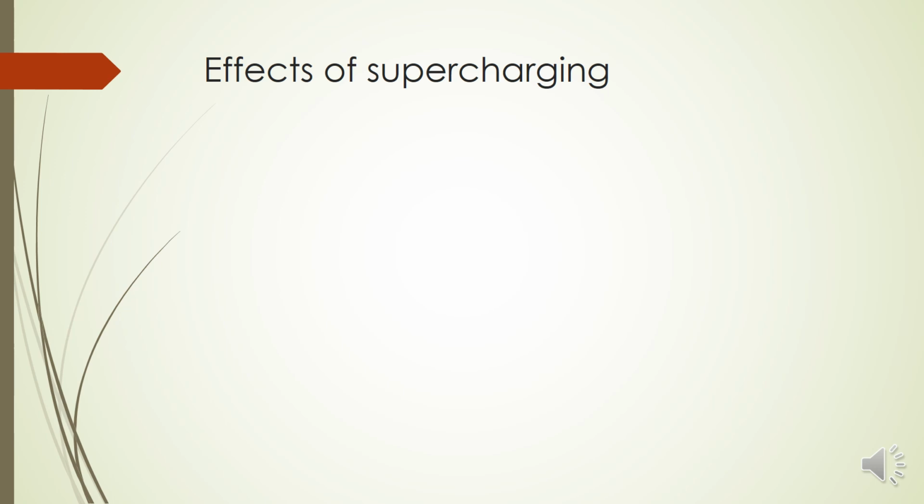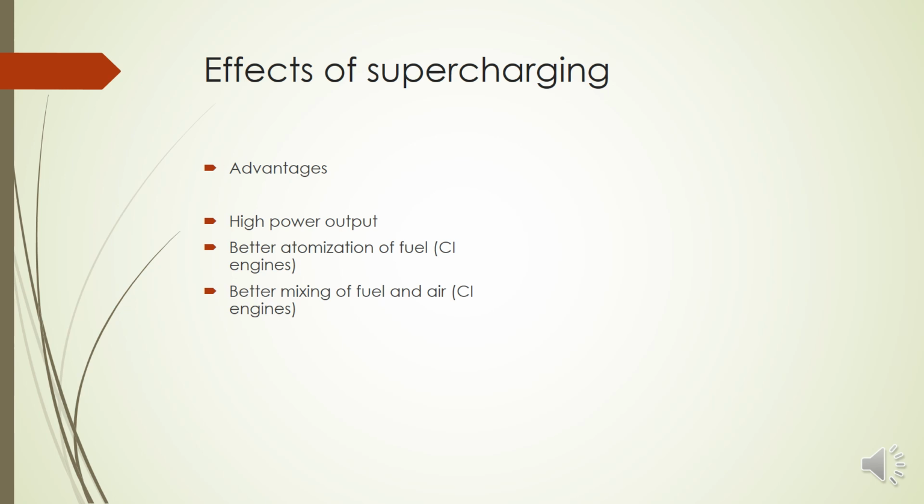Now what are the effects of supercharger, or what are the advantages and disadvantages? First advantage we have already discussed: it gives high power output. Then another advantage is in diesel engine, CI engine, compression ignition. It results in better atomization of fuel. In a diesel engine, fuel is injected through the fuel injector, so high pressure of air will help better atomization. Similarly, better mixing of fuel and air takes place in diesel engine. So that is another advantage.